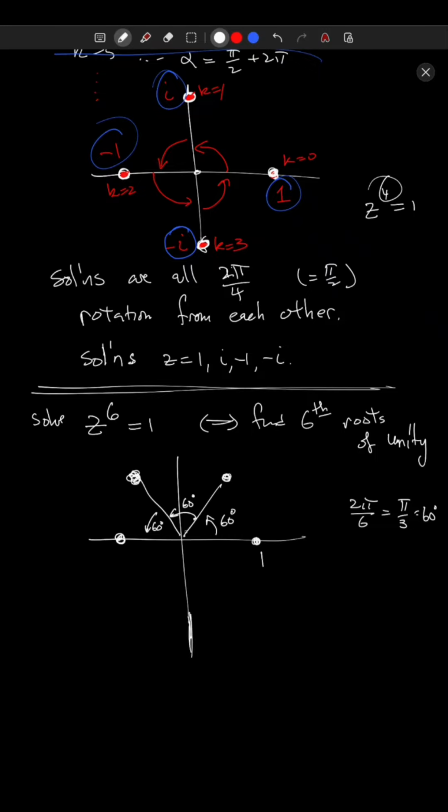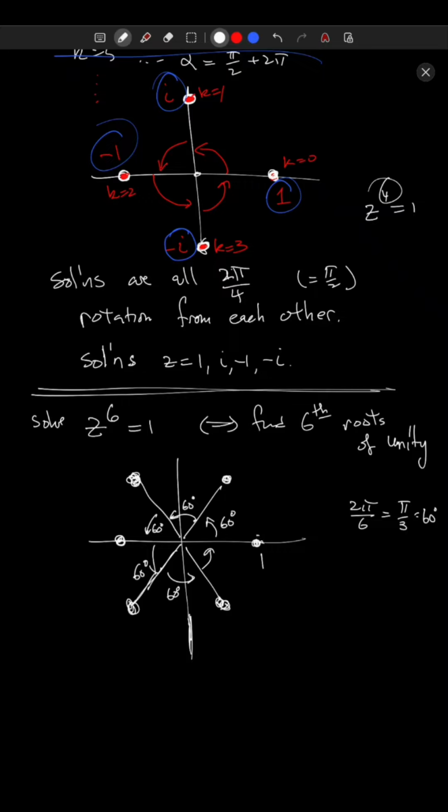If I rotate another 60 degrees, I'm going to get another one. Oops, sorry, maybe I should draw this one more accurately. So another 60 degrees, going to get another one. So 1, 2, 3, 4. Yeah, right there. And then another 60 degrees, I get my 6th one, and if I do more, I just come back to where I started. So my 6th roots of unity are going to live here, here, here, here, here, and here.